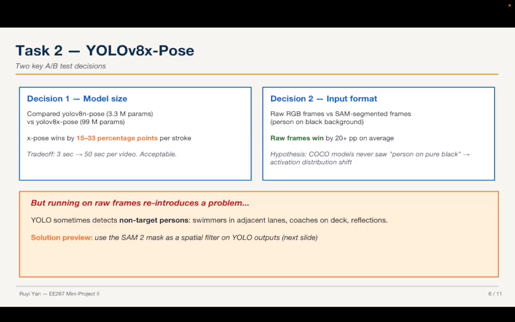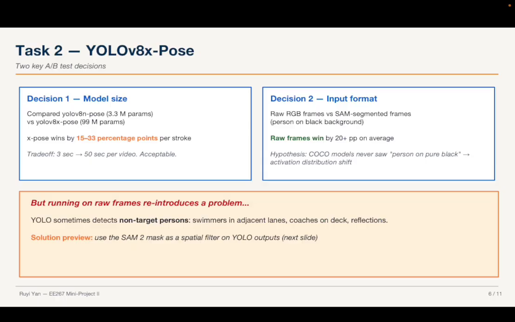And the second decision, I tested raw RGB frames versus SAM-segmented frames: swimmer cut out on a black background. My intuition said segmented should win, but it didn't. Raw frames won by 20 plus percentage points. My hypothesis is distribution shift. COCO models rarely see a person on pure black. Their early layer filters are calibrated for natural backgrounds, and pure black disrupts the activation statistics.